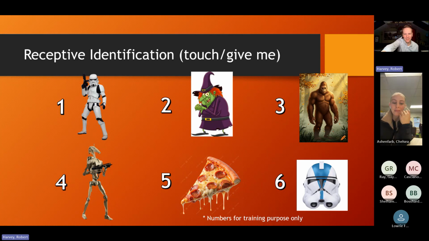Which one did you touch, Chelsea? This is my worst nightmare. I know. 6. Yes, it is. Chelsea, way to go. Well done. All right, now touch stormtrooper. Should be easy now that we've done the clone. 1. And that only leaves battle droid, which I didn't teach you, but by process of elimination, you should know that the battle droid must be 4.